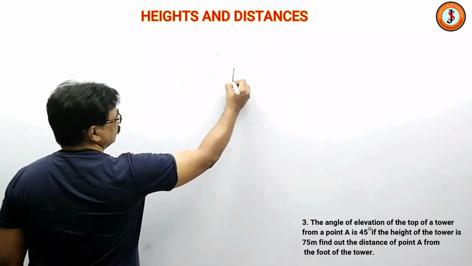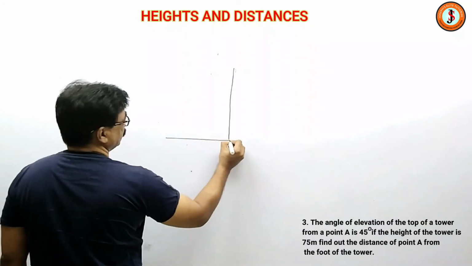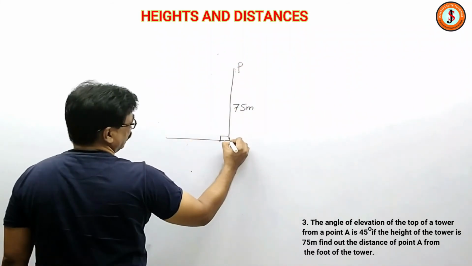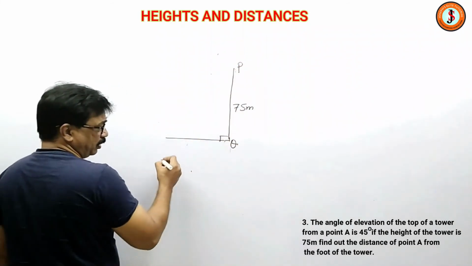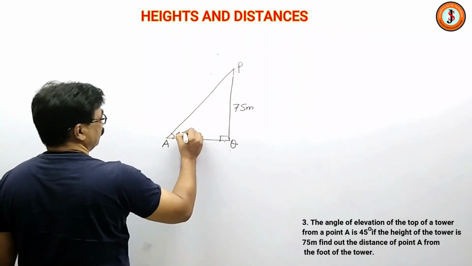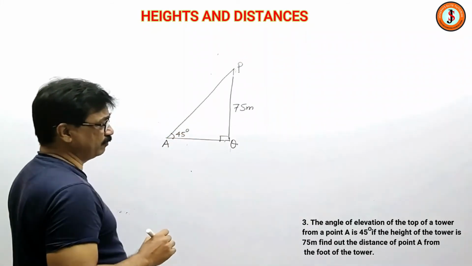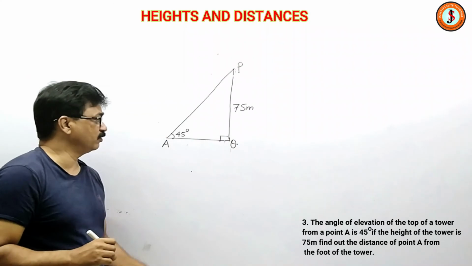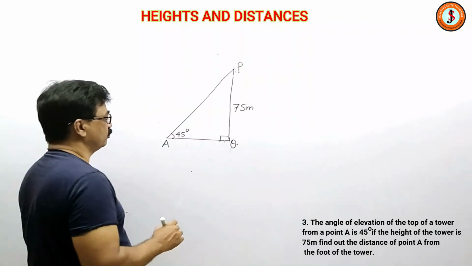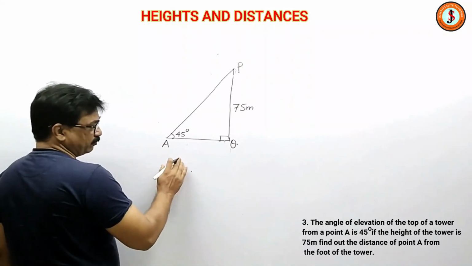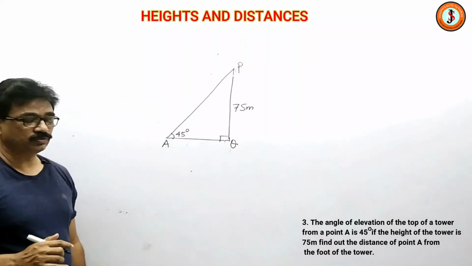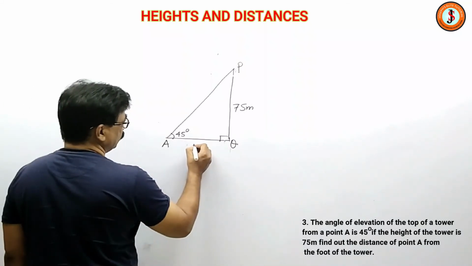Okay, so let us see. This is the tower. Its height is already given as 75 meters. Now this I can take as P, Q, and then the point A. This angle of elevation is 45 degrees. Now they are asking to find out the distance of point A from the foot of the tower. So what will happen? Let us see. I put it as A.